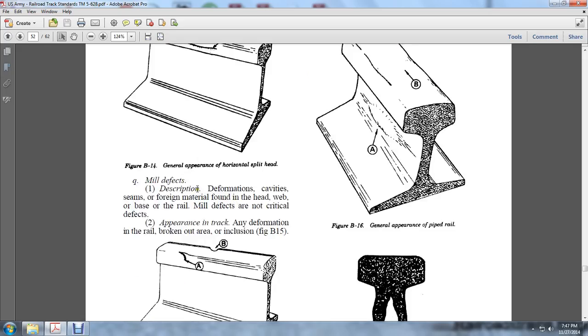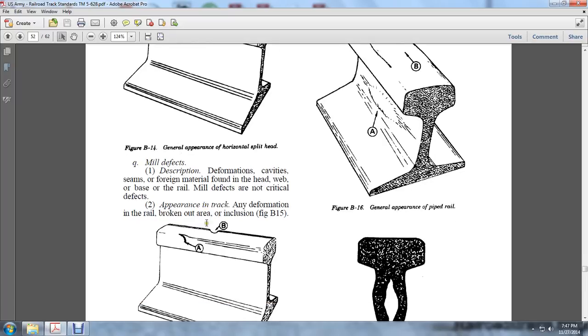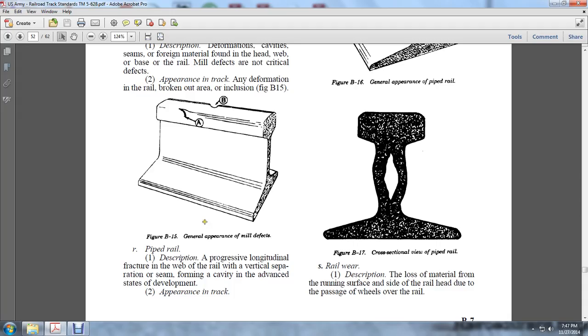Mill defects: deformation, cavity, seams, foreign metal found in the head, web, or the base of the rail. Mill defects are not critical defects. Appearance in the track: deformation of the rail, broken out area. Inclusion: piped rail. Description: a progressive longitudinal fracture in the rail web represents a vertical separation, a seam forming a cavity in an advanced state of development.